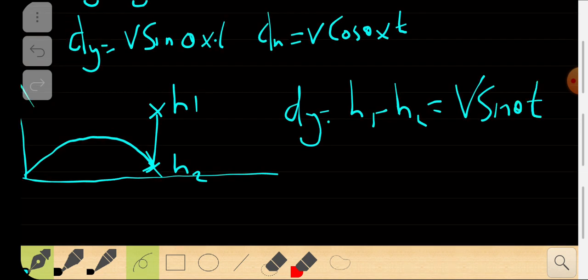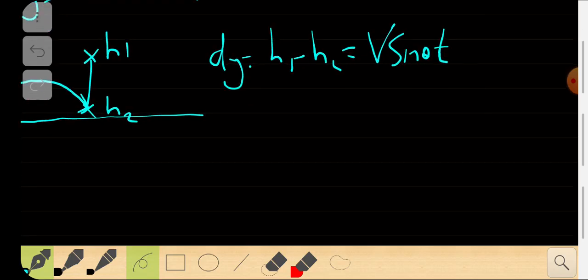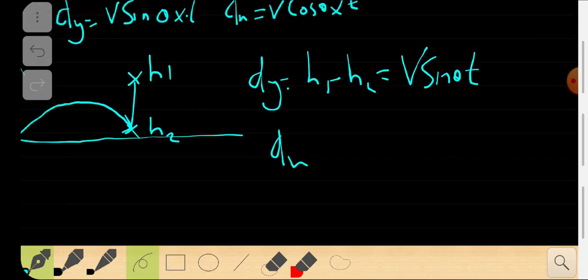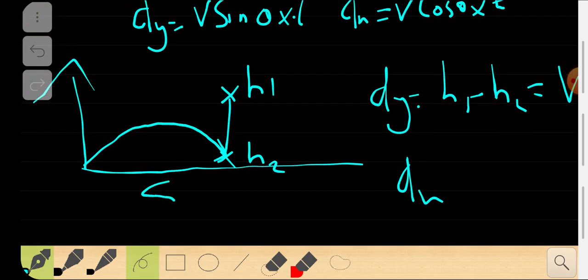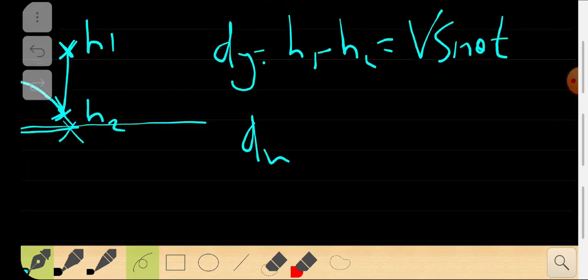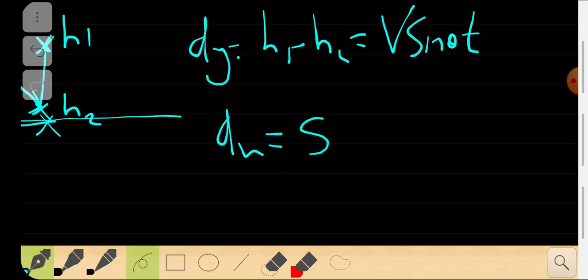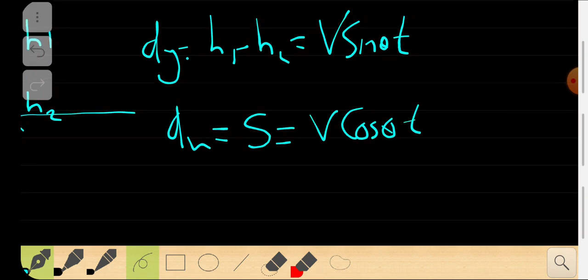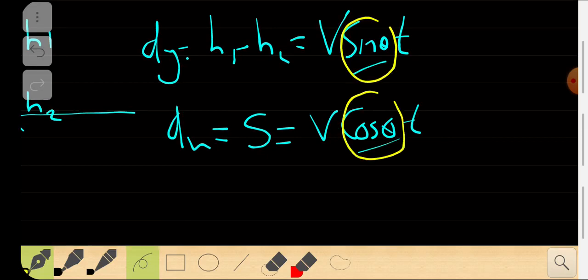And also dx, right? Let the distance in the x-axis be some s, where s is the distance between the person standing with the gun and the point below the hanging ball. So dx will be s, which is equal to v cos theta times t, right? Now I need to eliminate sine theta and cos theta because I don't like them in my equation, so I'm just going to eliminate them.